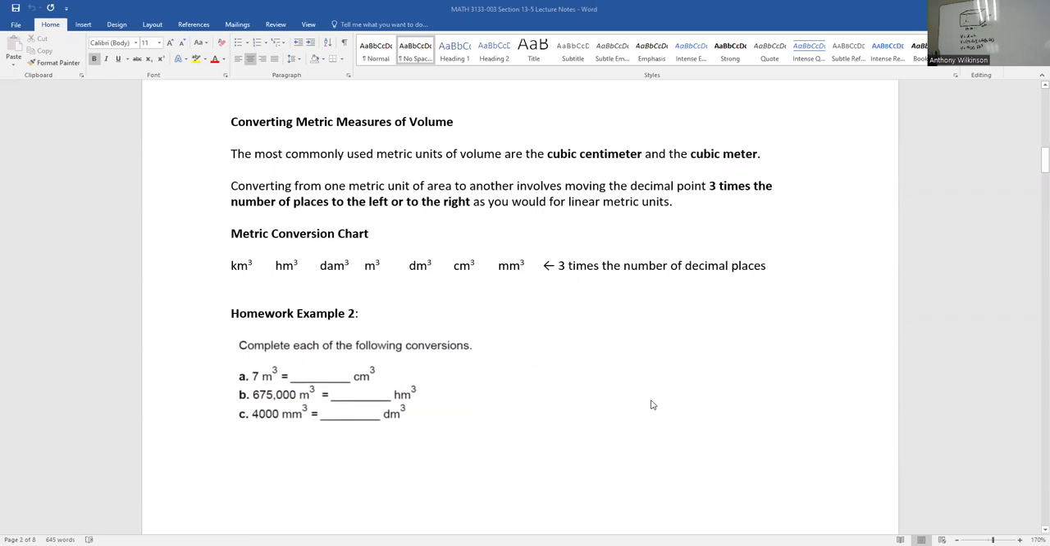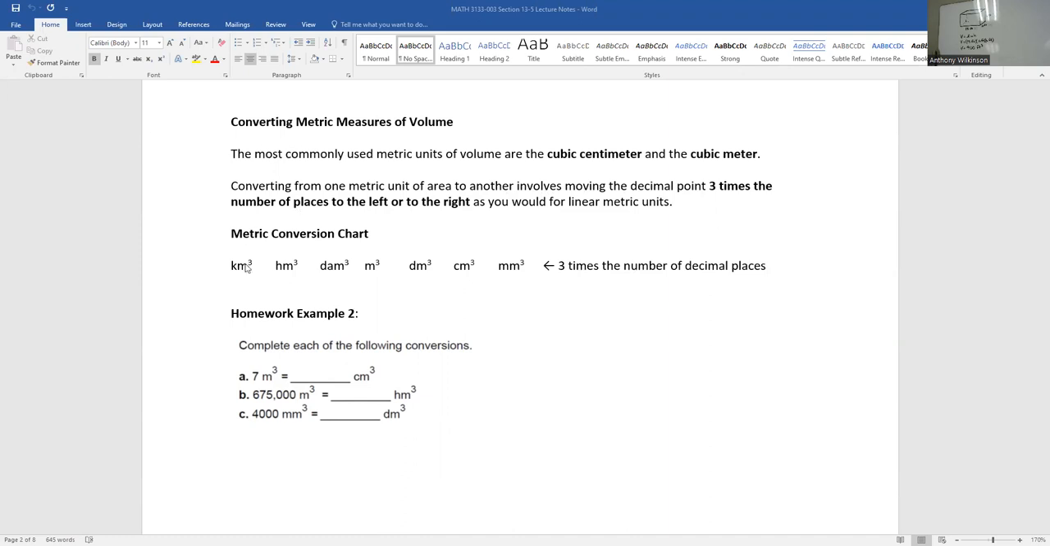Right now we'll look at metric measures of volume. The ones most commonly used in the metric system for volume would be the cubic centimeter and also the cubic meter. So when we convert from one metric unit of volume to another, it involves moving the decimal point three times the number of places to the left or to the right, as you would with linear metric units.